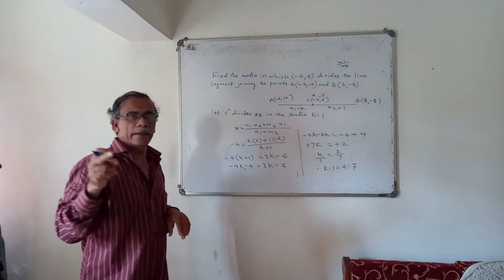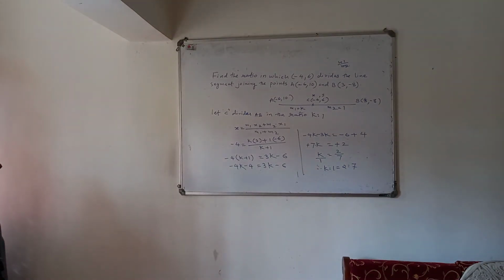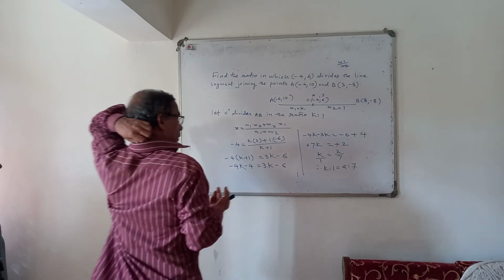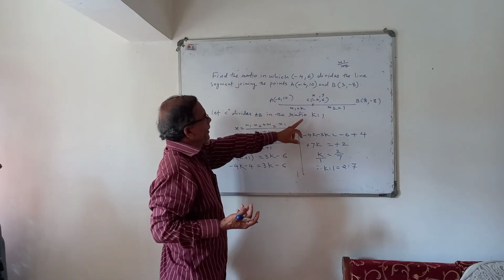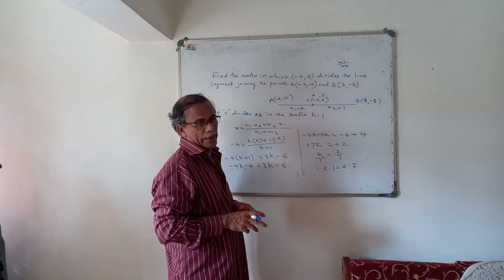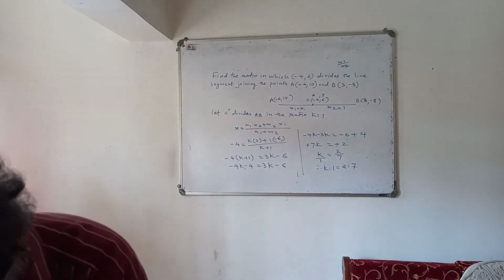We have obtained the same answer as by the earlier method, isn't it? So you can solve this problem by any method which you want. You can take the ratio as m1 is to m2 or straight away k is to 1, then write the formula and substitute. So I shall give you one example now.